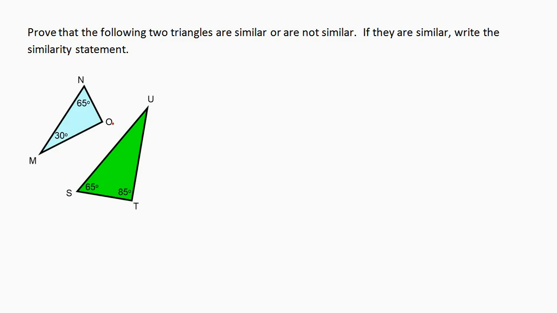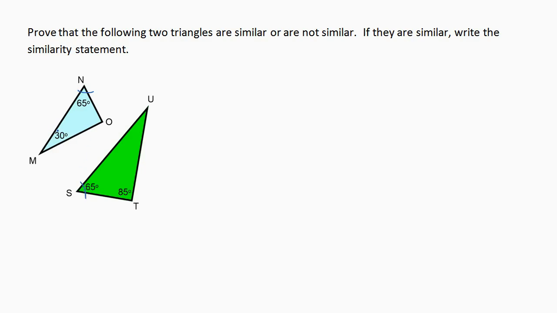In the second example, we're asked to prove whether these two triangles are similar or not. And if they are similar, write the similarity statement. Well, the first thing that I notice when I look at these two triangles is that angle N and angle S are both the same, right? They're both 65 degrees. So we already have these two angles as being the same.